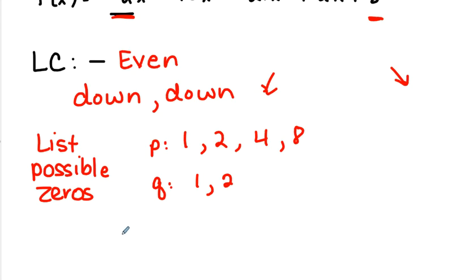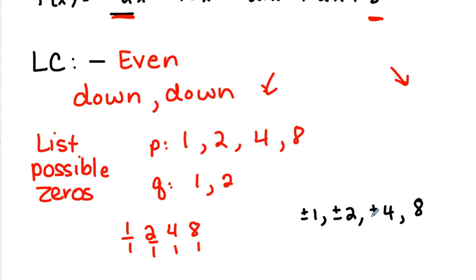So my possible zeros would be 1 over 1, 2 over 1, 4 over 1, 8 over 1. So in that case, it would be 1, 2, 4, and 8. And each one of them would have a plus and minus. That could be a possible zero. Okay, then I move on, and I do the next set. So 1 over 2, 2 over 2, 4 over 2, and 8 over 2.